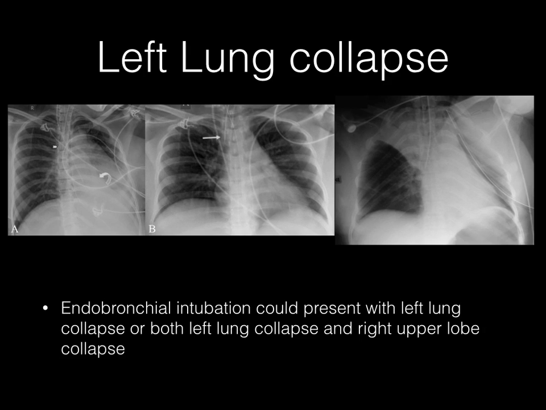On occasions, if the endotracheal tube is too far in, it might actually cause a right upper lobe collapse as well, resulting in this classical picture on the right side, where there is a right upper lobe collapse as well as a complete left lung collapse. And obviously this particular patient has a left-sided pneumothorax as well, which is why there is a chest drain in place.